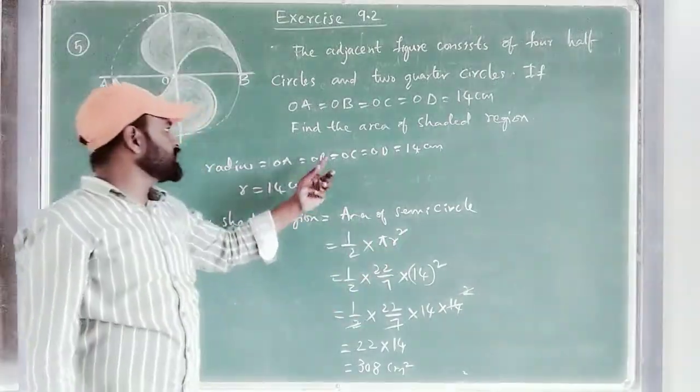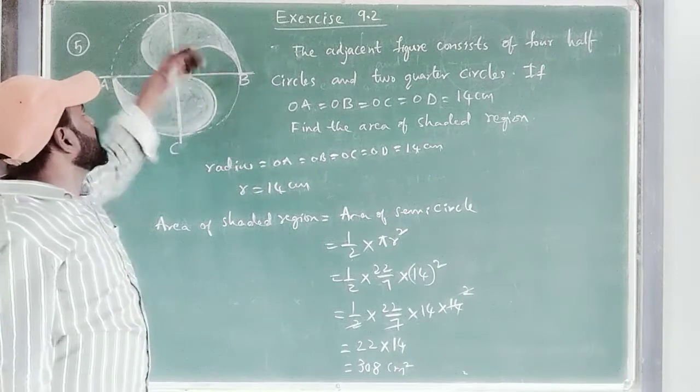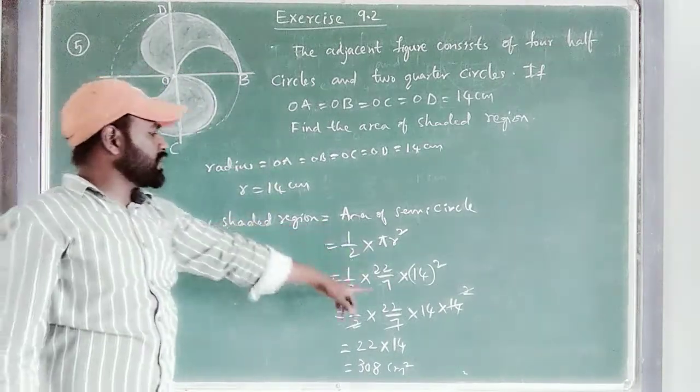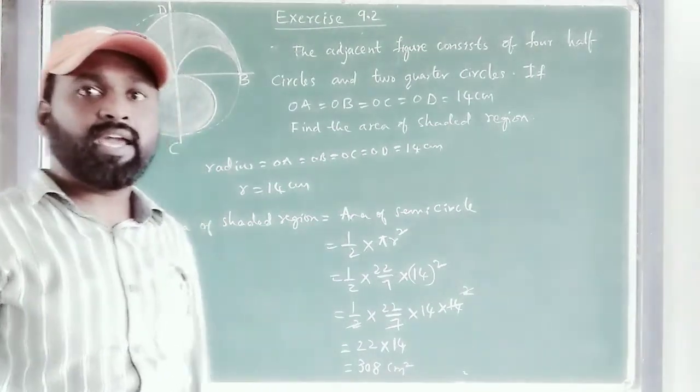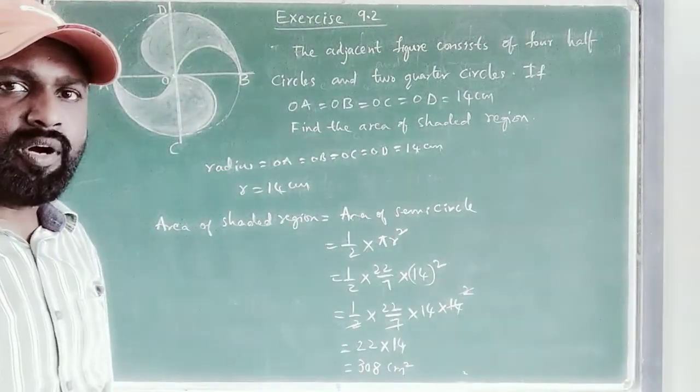That's all. Radius is given. This part is radius, this part is radius, these are all equal. So substitute the value. Simplify it, you will be getting 308 centimeters square, which is the area of the shaded region. Hope you all understood.